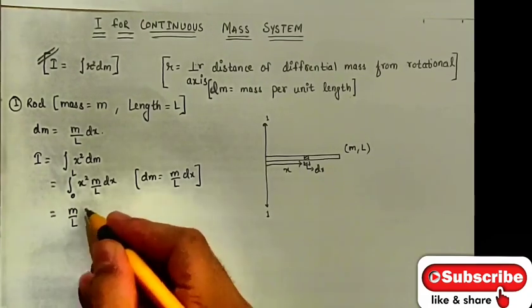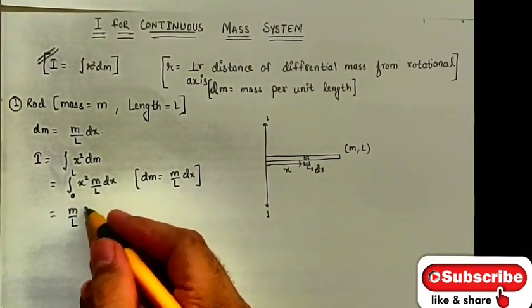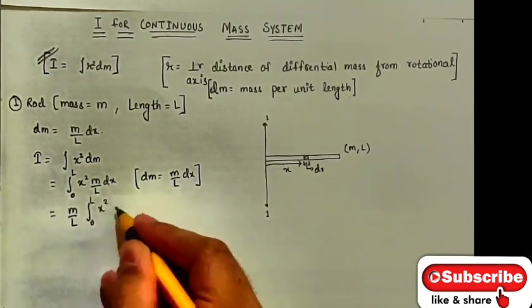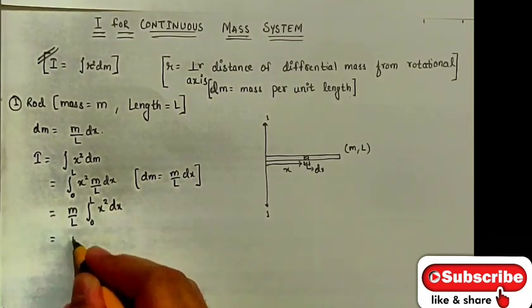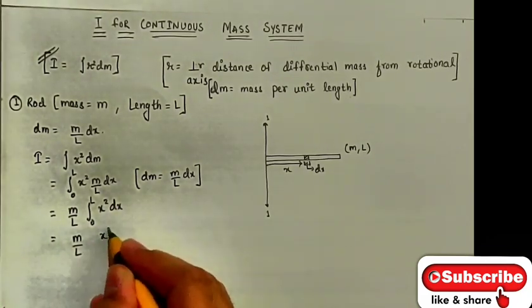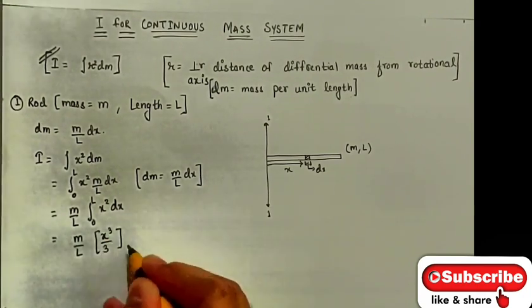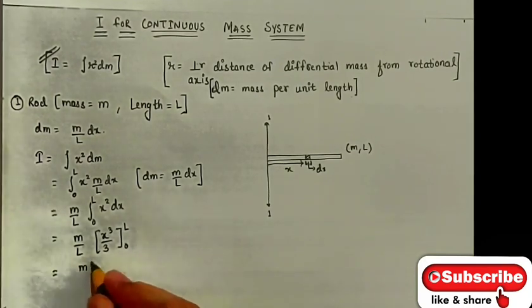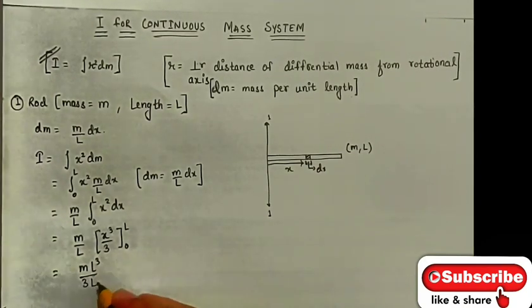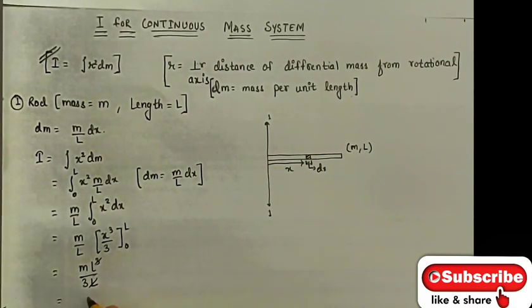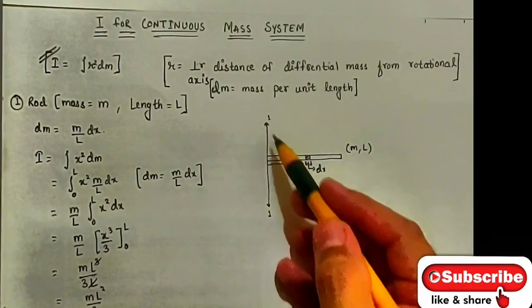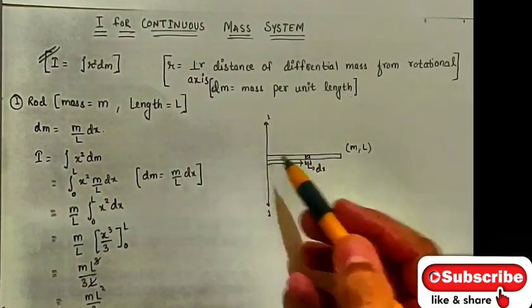m and L are constant, so I have taken these out of the integral. Now integral 0 to L of x square dx came out to be m by L, x cube by 3, from 0 to L. So the answer is m L cube by 3L. So L and L cancel, we get m L square by 3. So this is the moment of inertia of a rod having mass m, length L about an axis through an endpoint.